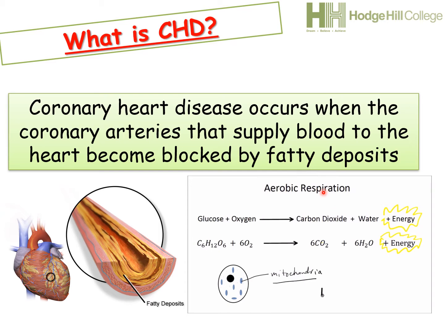Now, for respiration to occur, we need these two reactants, glucose and oxygen. In people with CHD, the supply of oxygen and glucose that can travel to the heart becomes limited, and that's because the coronary arteries become narrower. We'll go into more detail on the next slide.